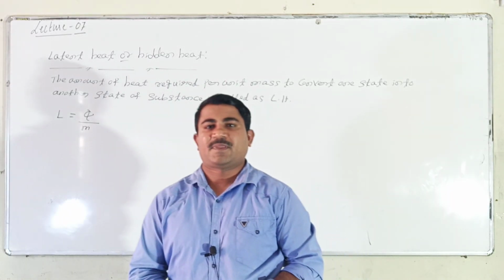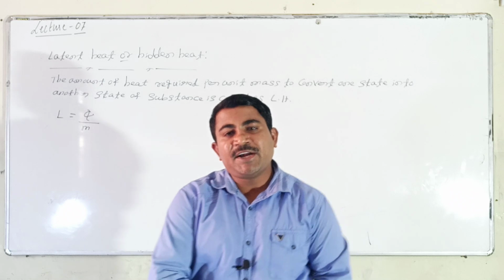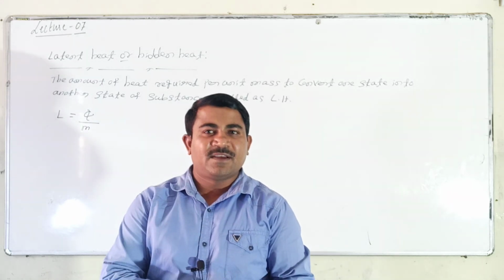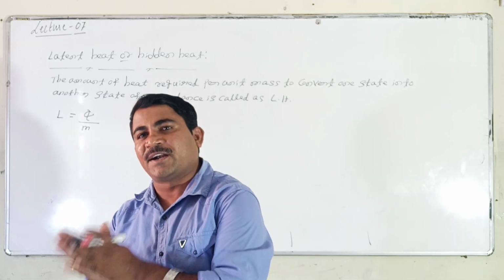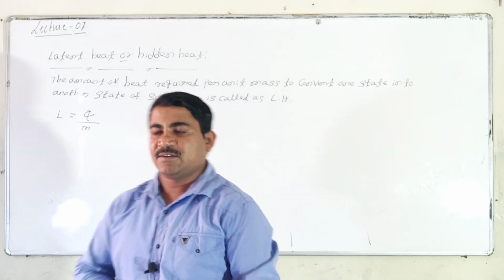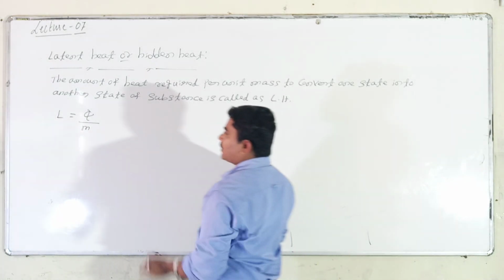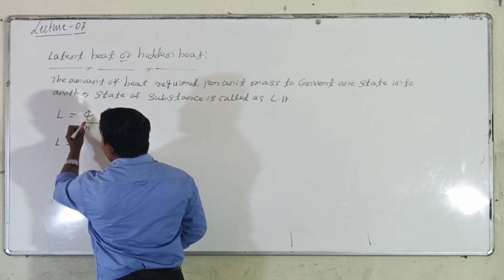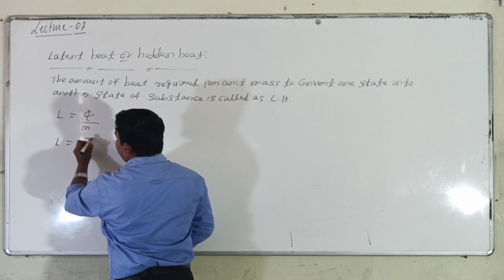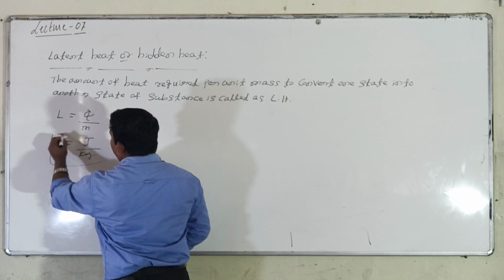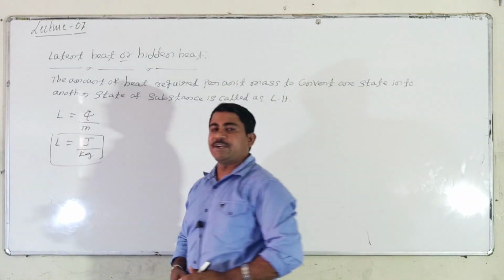See here, the latent heat may be latent heat of melting, latent heat of fusion, latent heat of vaporization, or latent heat of condensation. One by one we will see the general formula for this. Before that, what is the SI unit for latent heat? Q is nothing but heat. Heat is measured in joule, mass is measured in kg. What is the SI unit? Joule per kg for latent heat.